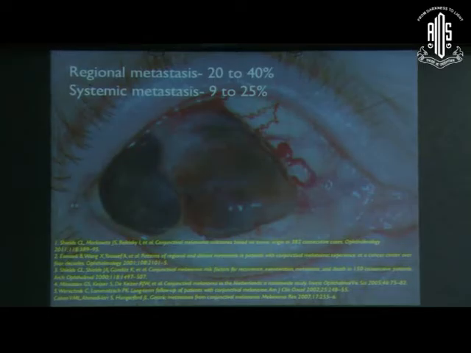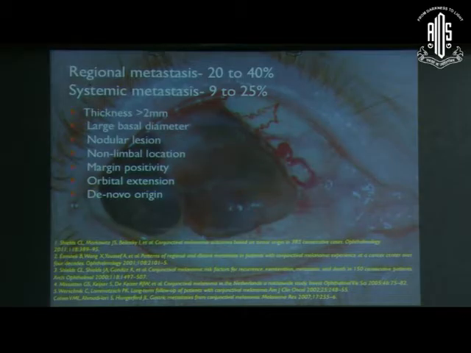So this is why conjunctival melanoma is very, very important. It's more important than OSSN because the regional metastasis is as high as 40% and systemic metastasis is as high as 25% with conjunctival melanoma. You can never take a risk with conjunctival melanoma.